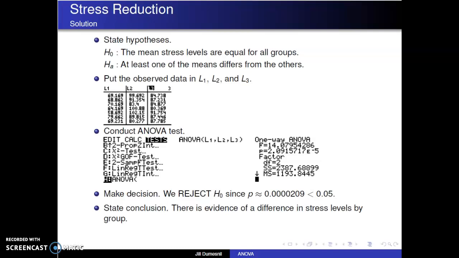To proceed with the solution, we state the hypotheses and put the observed data in lists L1, L2, and L3 as shown. Then we select ANOVA from the Statistical Tests menu and indicate our input lists separated by commas. The output screen gives the calculated p-value of practically 0. Therefore, we reject the null hypothesis and conclude there is evidence of a difference in stress levels among the three groups. We don't know, however, the answer to our original question.